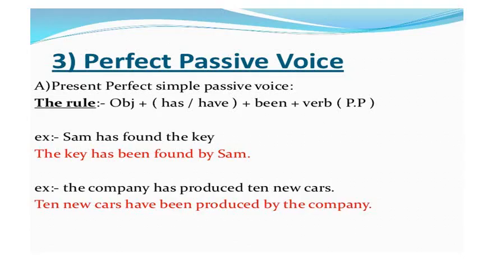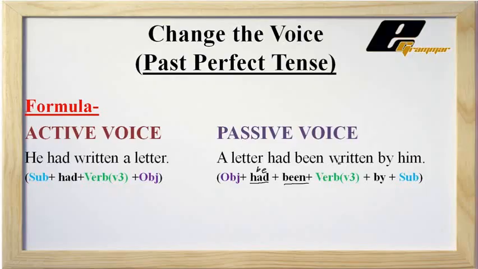What about the perfect passive voice? In the perfect passive voice, we will have the present perfect: the object plus have or has plus been plus the past participle. Sam has found the key. So, the key has been found by Sam. The company has produced 10 new cars. 10 new cars have been produced by the company. Has with the singular, have with the plural, plus been plus the past participle.